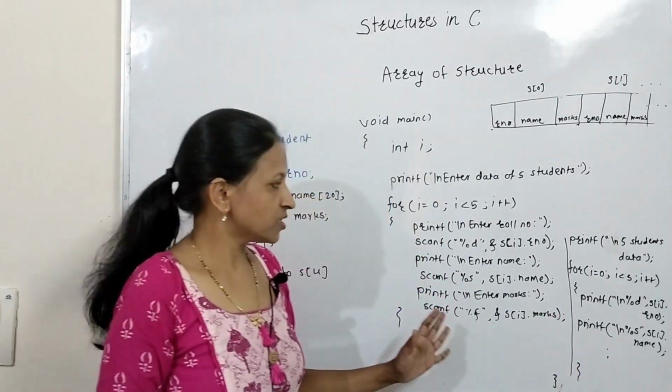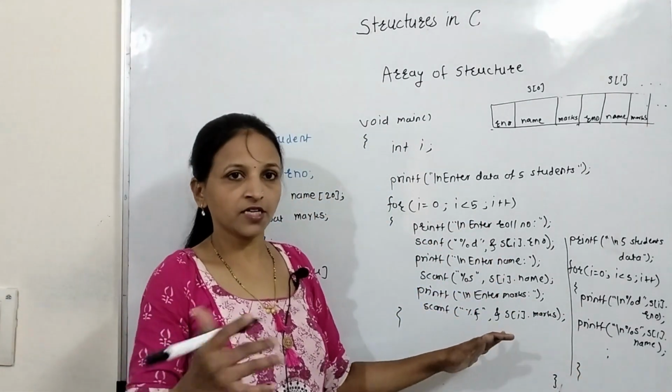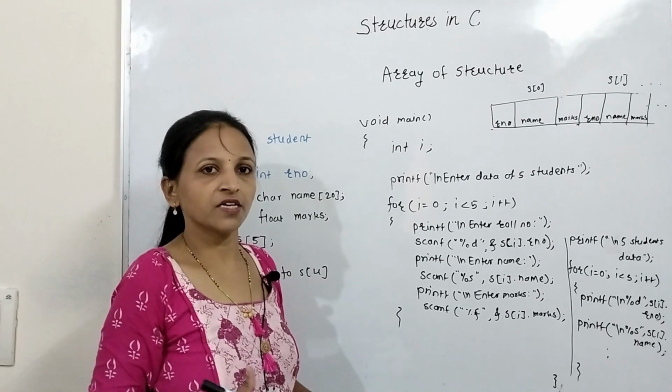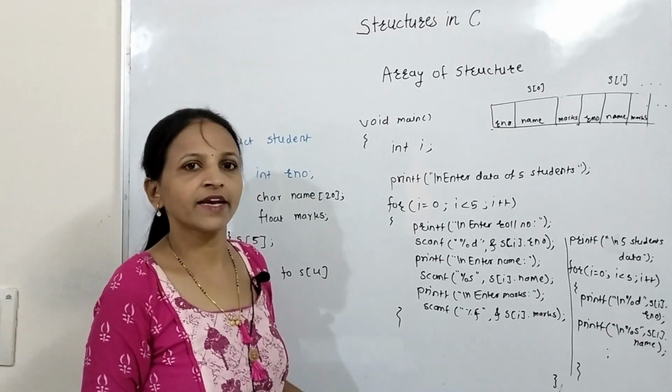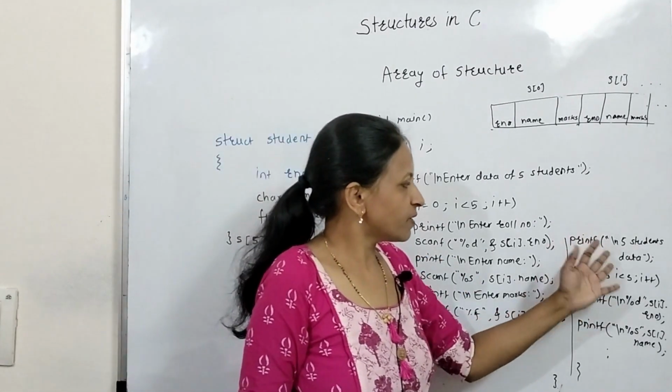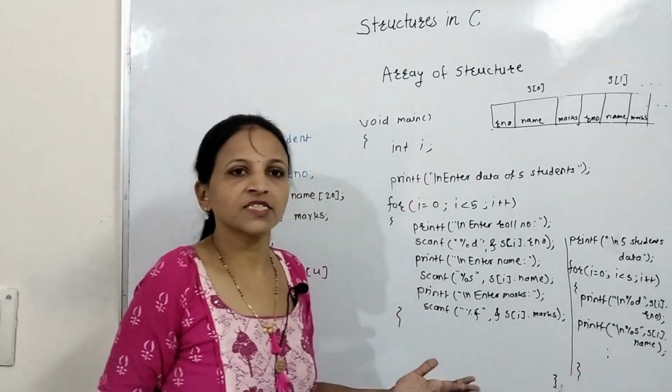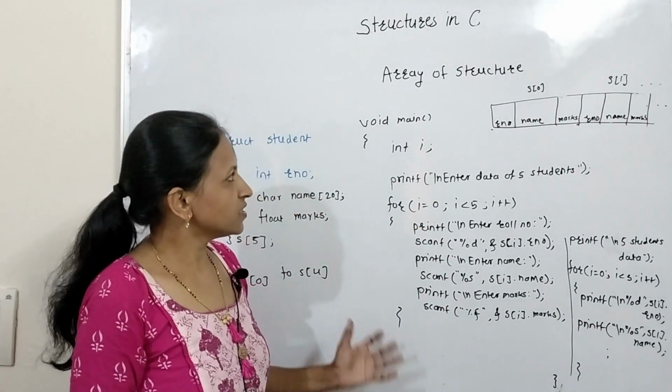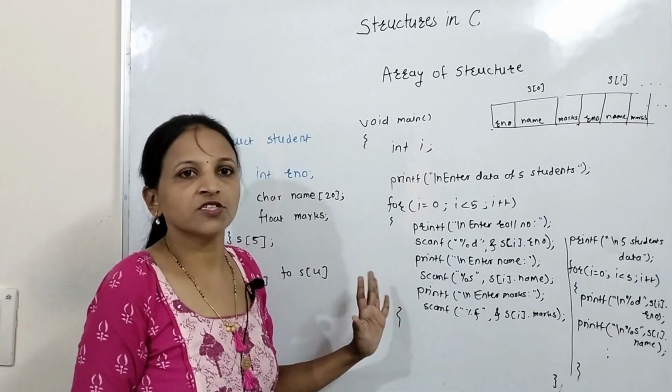While accepting, just give messages to the user like enter name, enter roll number, enter marks, and accept that using scanf. And for display we have to just use that printf statement inside that for loop. Getting? This is a way how we can use an array of structures.